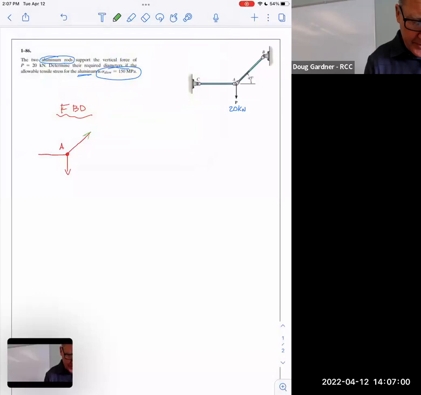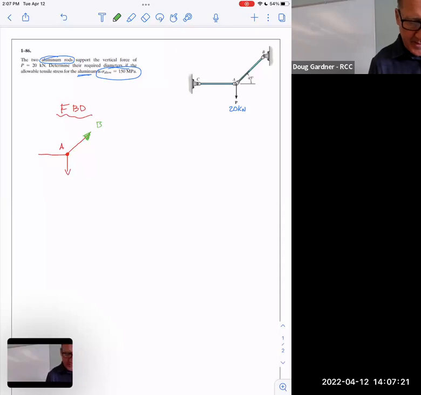Do you agree this has no choice but to go this way toward B? Why does it have no choice but to go that way? Why can't it be like this? Because then they'd both be going down and there's nothing to hold it up. So in the vertical direction, that one had to go up.